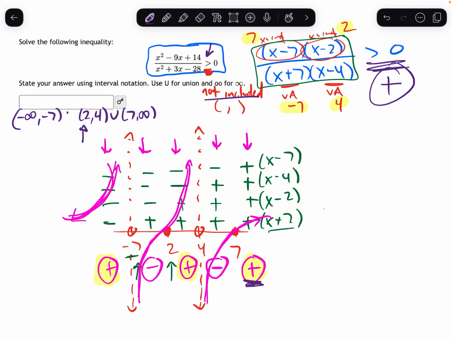And so we use union of sets to connect those. That would be our overall answer, which gives you all of the values for which this expression is positive, which is here, here, and here.